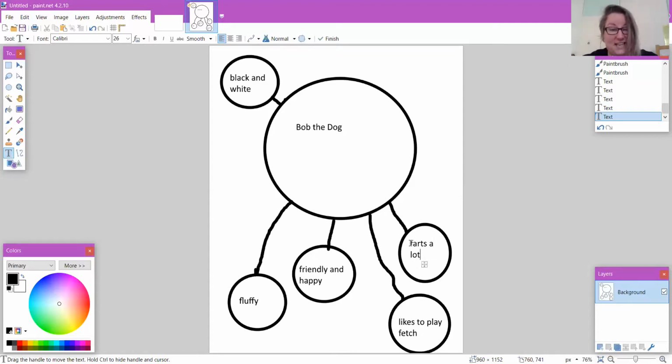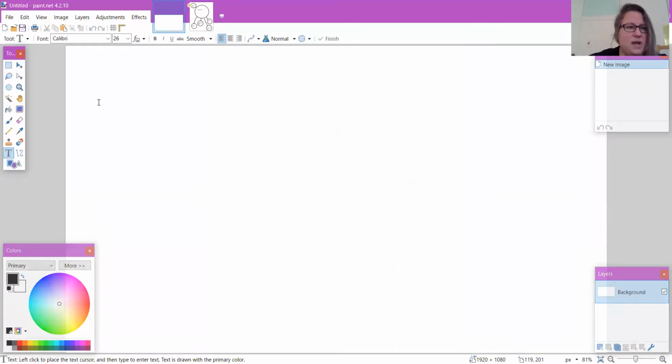He is very stinky. So once you have written down in your character web all the cool things you want to say about your character, maybe they are smart, maybe they aren't so smart, maybe they're funny, maybe they're beautiful, maybe they're sparkling, I just want you to think about all those good things that you can describe your character with. And now I'm going to go to my next screen here, and I'm going to show you how to start putting those into sentences. So I'm going to introduce you to Bob the dog.